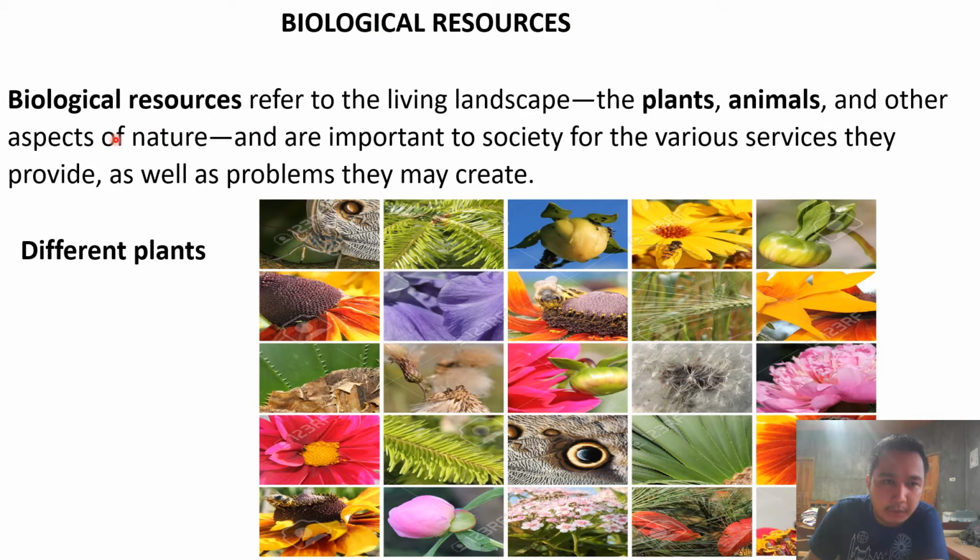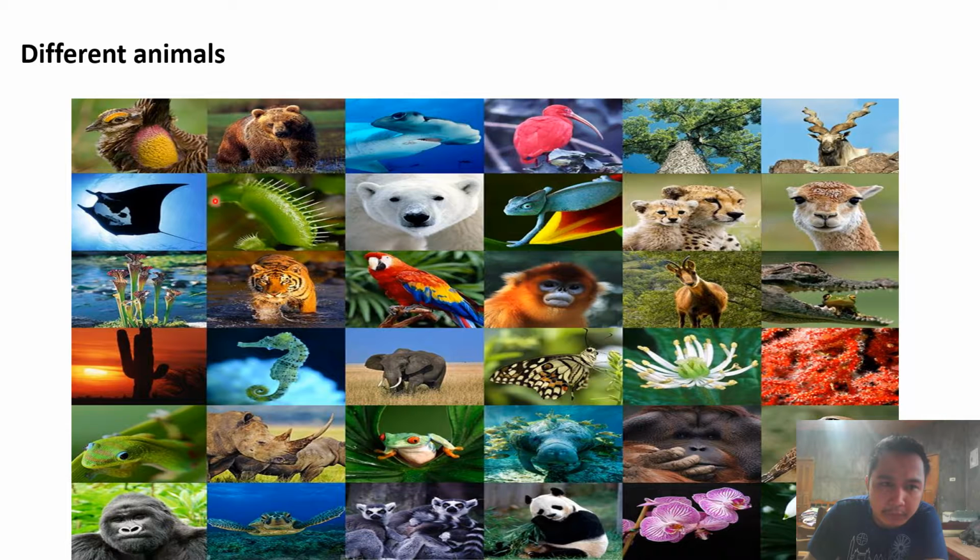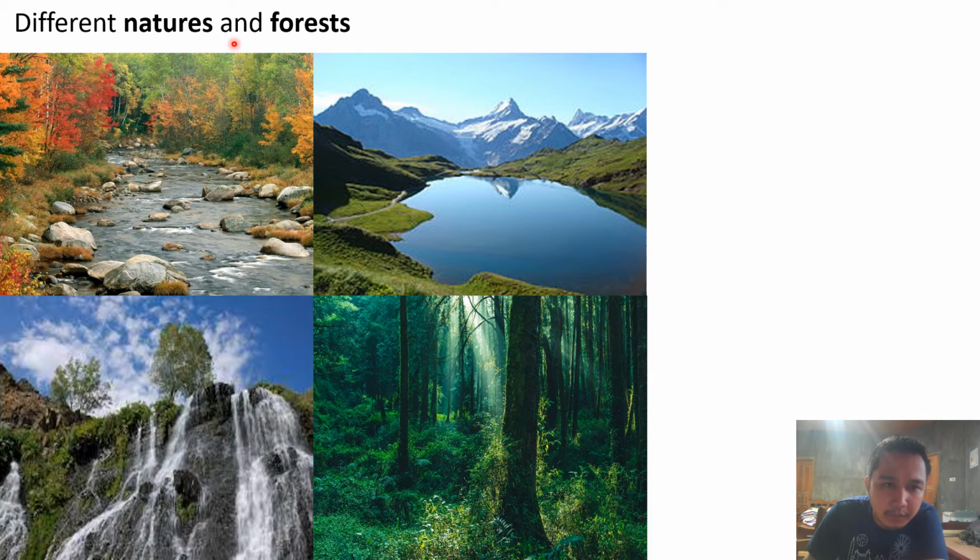Biological resources. Biological resources refer to the living landscape, the plants, animals, and other aspects of nature, and are important to society for the various services they provide as well as the problems they may create. Different plants here, different animals, different natures in Paris.